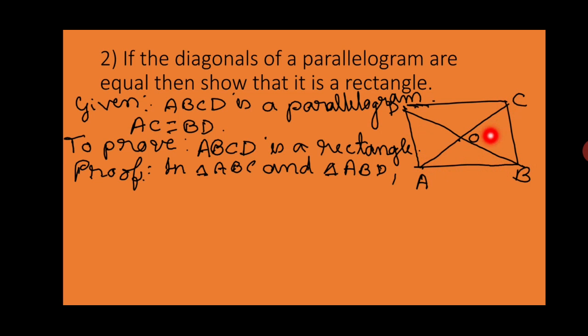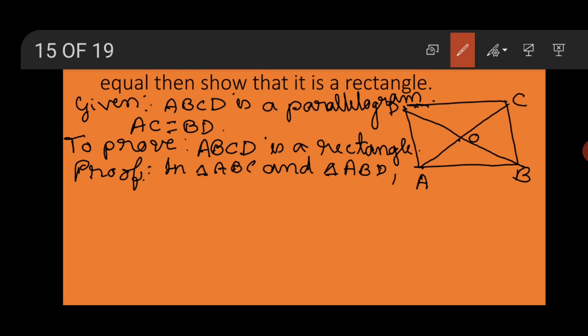Here AC is equal to what? BD. Why are they equal? Because it is given diagonals are equal. Write down. So AC of triangle ABC is equal to BD of triangle ABD. Reason is what? This is given. It is given.